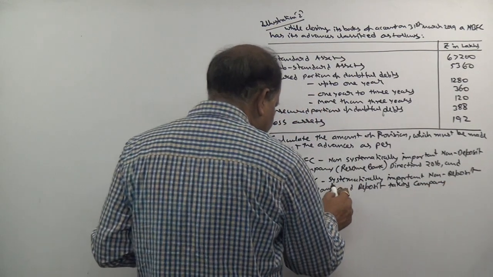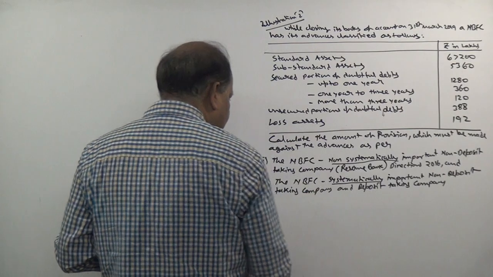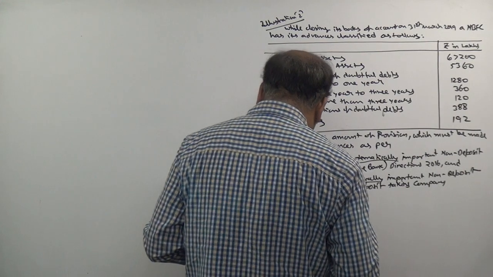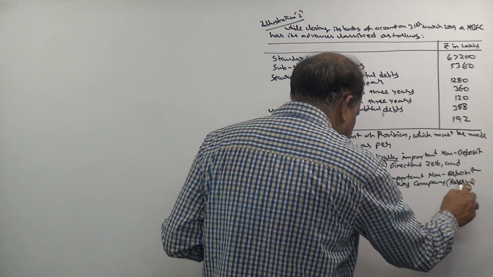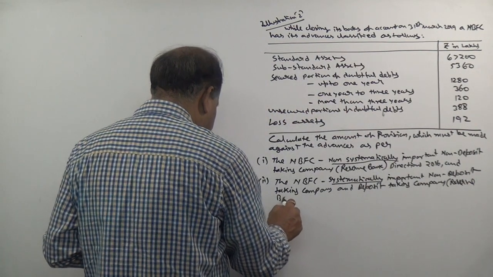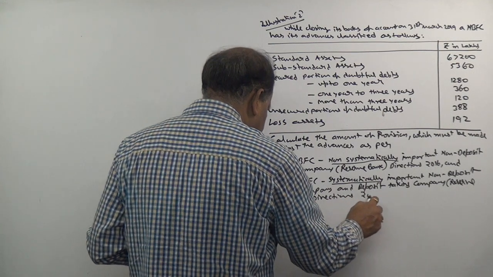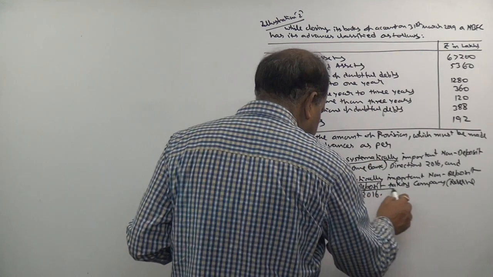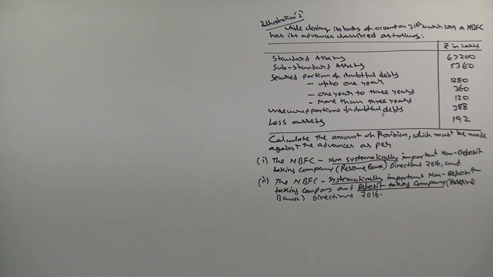So one word is systematically, this is non-systematically. Simply non-deposit taking company, this is non-deposit taking company and deposit taking company, and Reserve Bank Directions 2016. So same thing, we have to find out amount of provision.